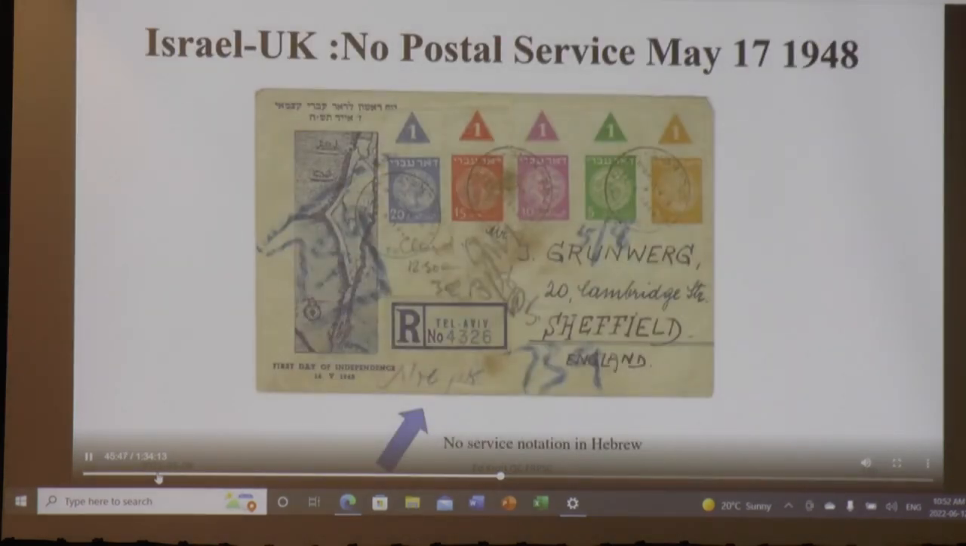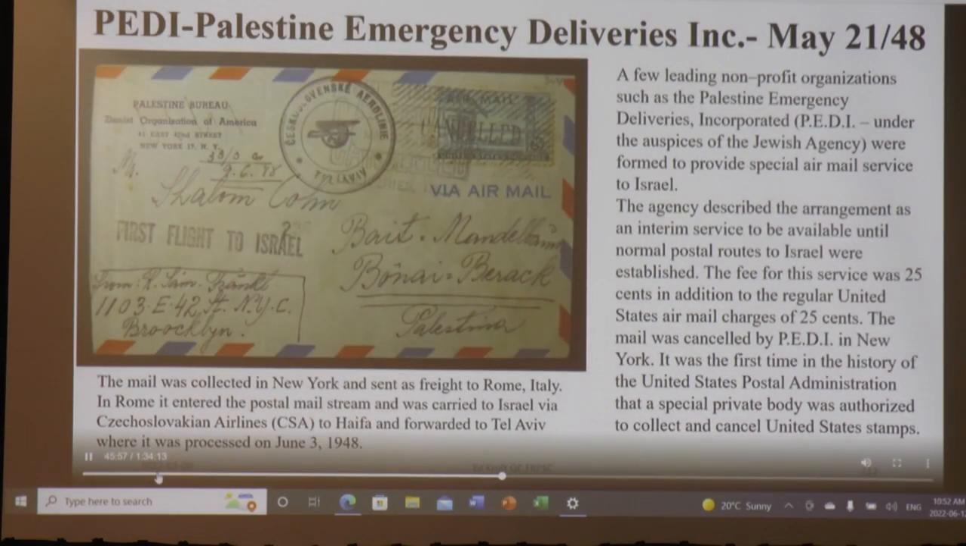Now, no postal service between the UK and Israel. It says here in Hebrew, Ein Sherut, which means no service between Tel Aviv and Sheffield, England. So how did mail get from the United States to Palestine, to the State of Israel? And what's fascinating is, with the assistance of Czechoslovakian Airlines, and now you understand why, because Czechoslovakia extended recognition to the State of Israel and entered into a postal treaty with it, the United States had mail carried with U.S. postage through Czechoslovakian Airlines to Israel.